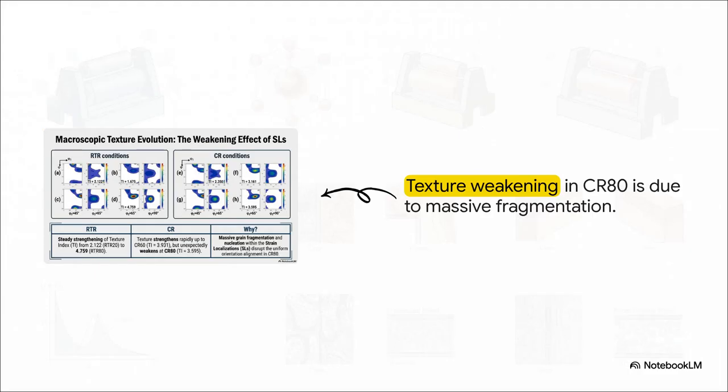So, how does this actually translate statistically? Well, when we correlate these localized micromechanisms back to the macroscopic texture index, we get a real surprise. Room temperature rolling steadily strengthens the texture, right? But check out the cryogenic data at 80% reduction. The texture index shows a statistically significant weakening, plunging down to 3.595. And why is that? It's all because of that massive grain fragmentation and localized nucleation we were just looking at.